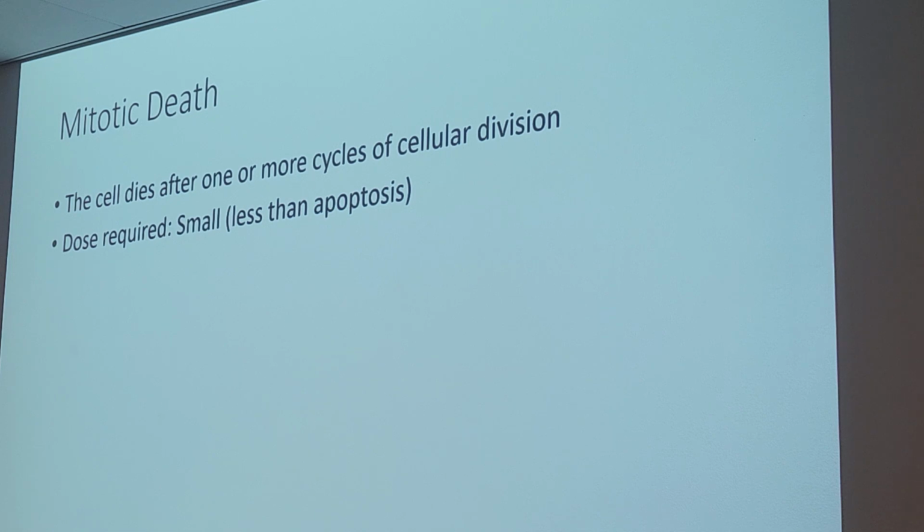Now we're getting into the less severe effects of radiation exposure. So here we have mitotic death. In mitotic death, it's similar to reproductive death, but not as extreme. Reproductive death is you cannot divide anymore, no more mitosis. Mitotic death is you can do mitosis a few more times and then you can no longer do mitosis. So the cell dies after 1 or more cycles of cellular division. So you can reproduce a few more times, but then you die off.